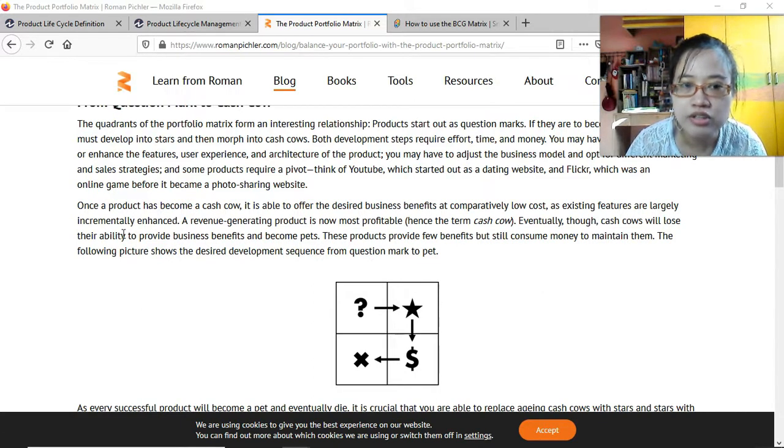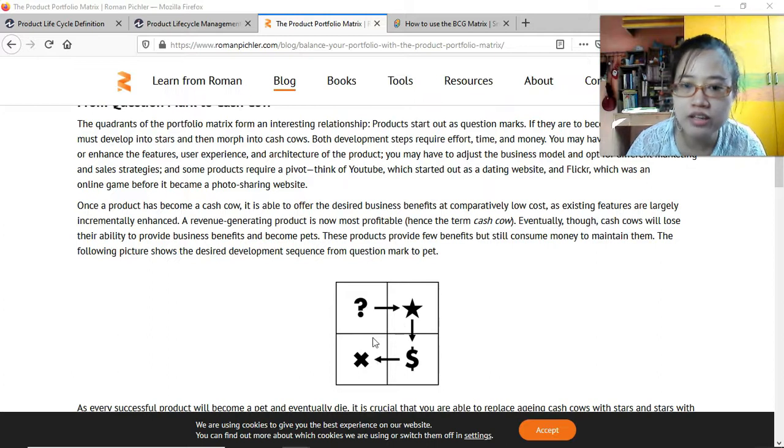As existing features are largely incrementally enhanced, a revenue generating product is now the most profitable, hence the term cash cow, right? Eventually, though, cash cows will lose their ability to provide business benefits and become pets. Like cows, they get old and then they no longer produce milk. And when that happens, they have to be retired. They're going to become pets. These products provide few benefits but still consume money to maintain them. The following picture shows the desired development sequence from question mark to pets.